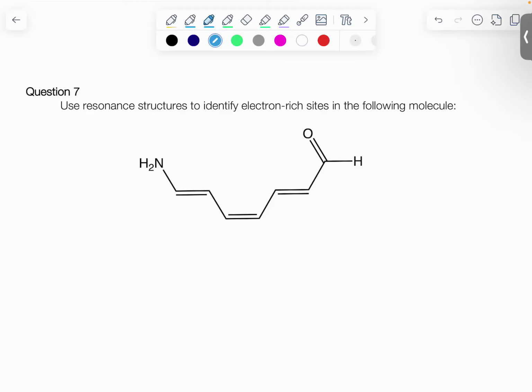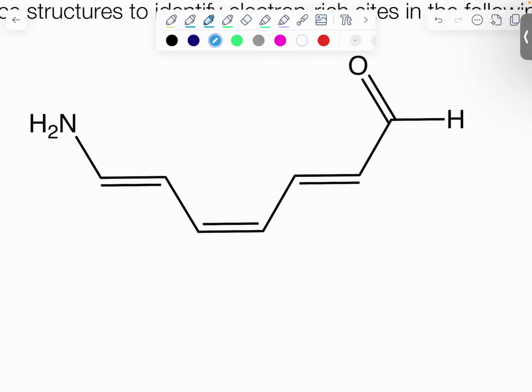Resonance structures will always start with electrons. So we're going to start with the lone pair on this nitrogen. The basic point of resonance structures is moving electrons around to find where they are most likely found. In this case, we're dealing with negative charges, so we're identifying electron-rich places. In the next question, we deal with a carbocation, which is a positive charge, a lack of electrons, so we'll be looking at electron-deficient places.